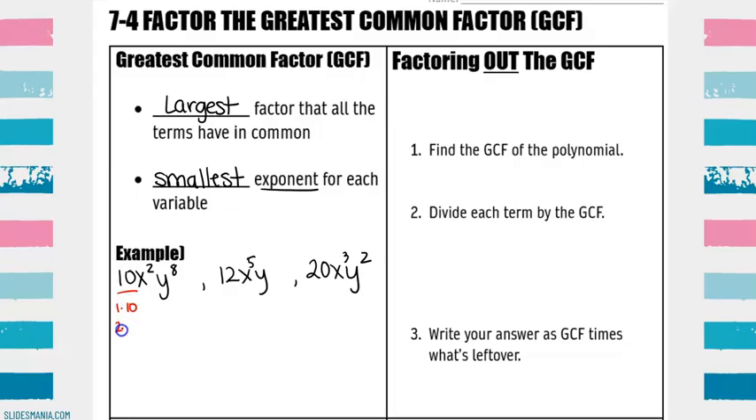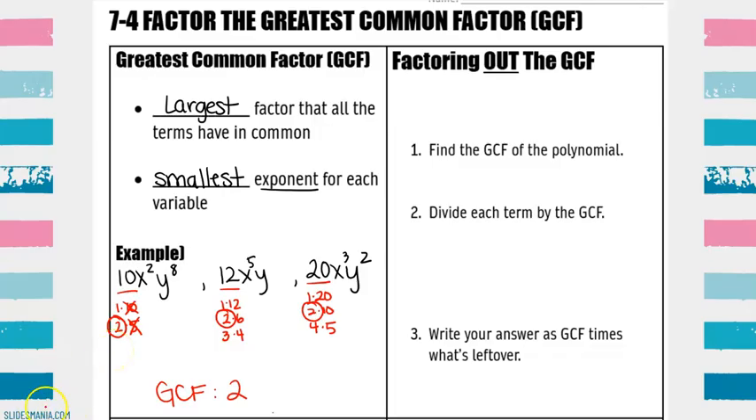1 times 10 and 2 times 5. 12 is 1 times 12, 2 times 6, and 3 times 4. And 20 is 1 times 20, 2 times 10, and 4 times 5. I'm going to look across the list and see what they all have. Well, they don't all have a 10 because 12 doesn't have a 10. They don't all have a 5, so that's not going to work. But I do see that they all have a 2. So 2 is my greatest common factor, or part of it.